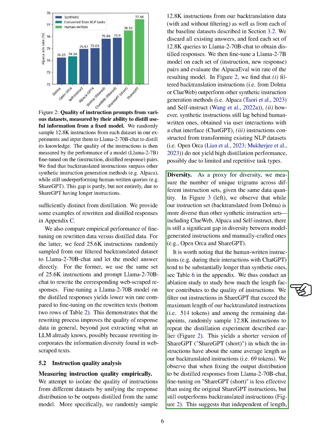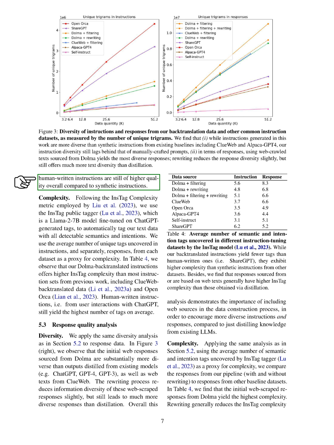To investigate how length affects instruction quality, we conduct an ablation study by filtering out longer instructions from ShareGPT and randomly sampling 12,800 shorter ones. This results in a shorter version of ShareGPT, which we find still outperforms back-translated instructions, suggesting that human-written instructions are generally of higher quality, regardless of length.